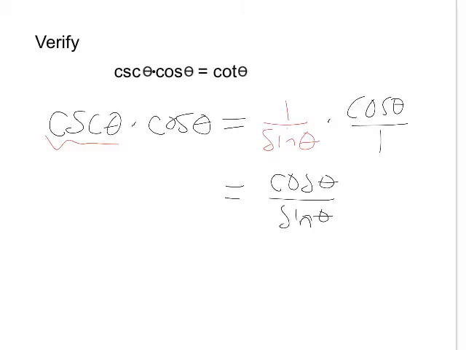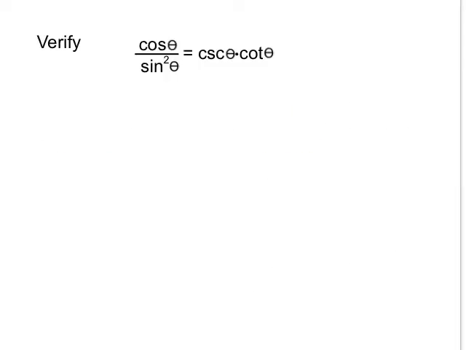All right, and you'll see that this lovely fraction right here is the same thing as the cotangent of theta. Okay, so once again, you took one side of the equation. In this case, we started with the left side. We did a couple of steps here, and we got the right side, which is what you're looking for. Onward and upward.